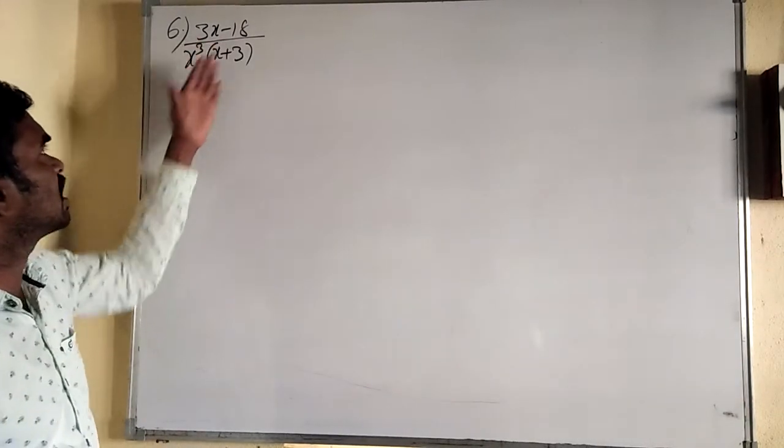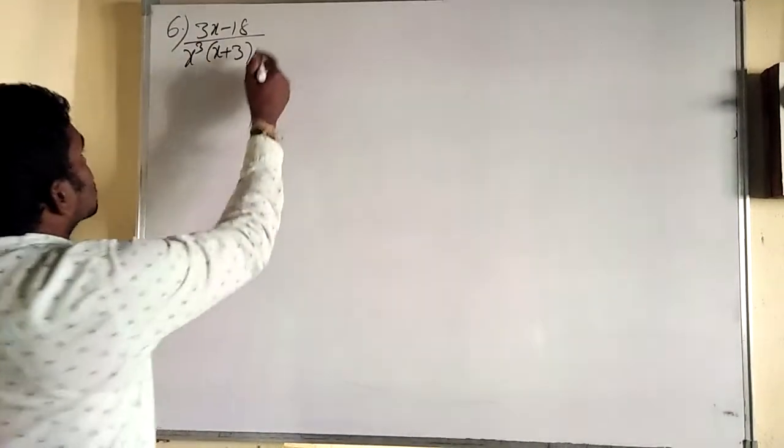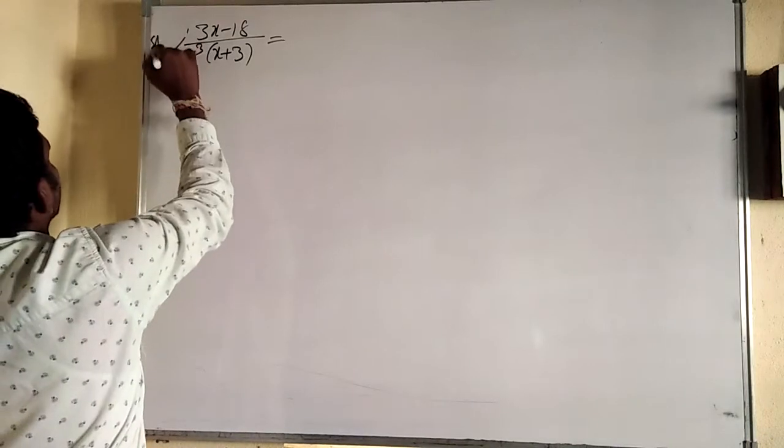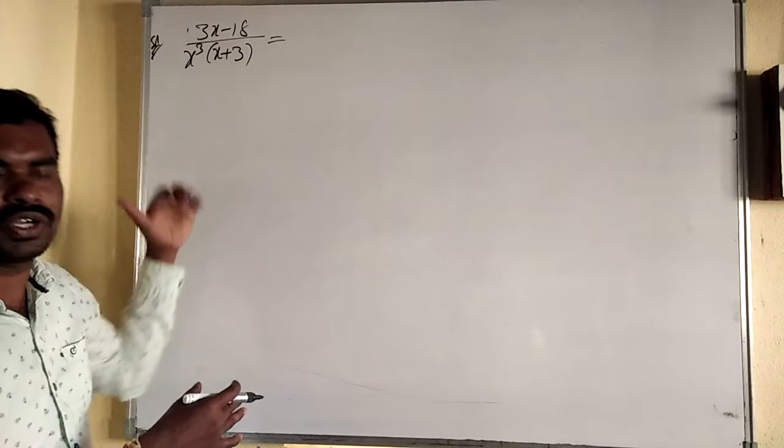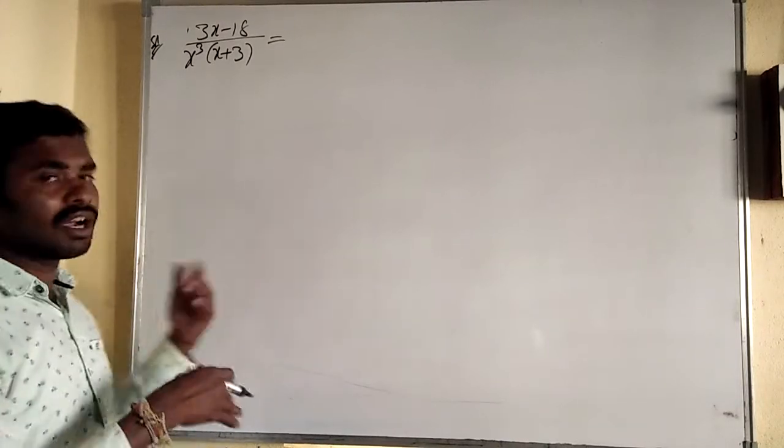Next, we solve (3x minus 18) by x cube into (x plus 3). So, solution. Sixth question. Dear friends, if you understand, just pause the video. You try to solve it. Okay. Then after that you check me.